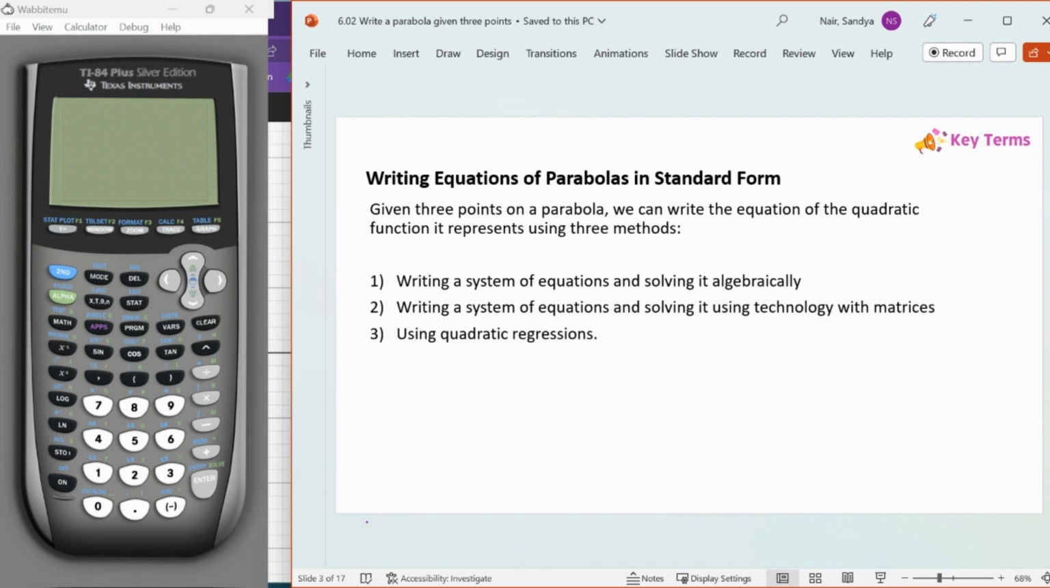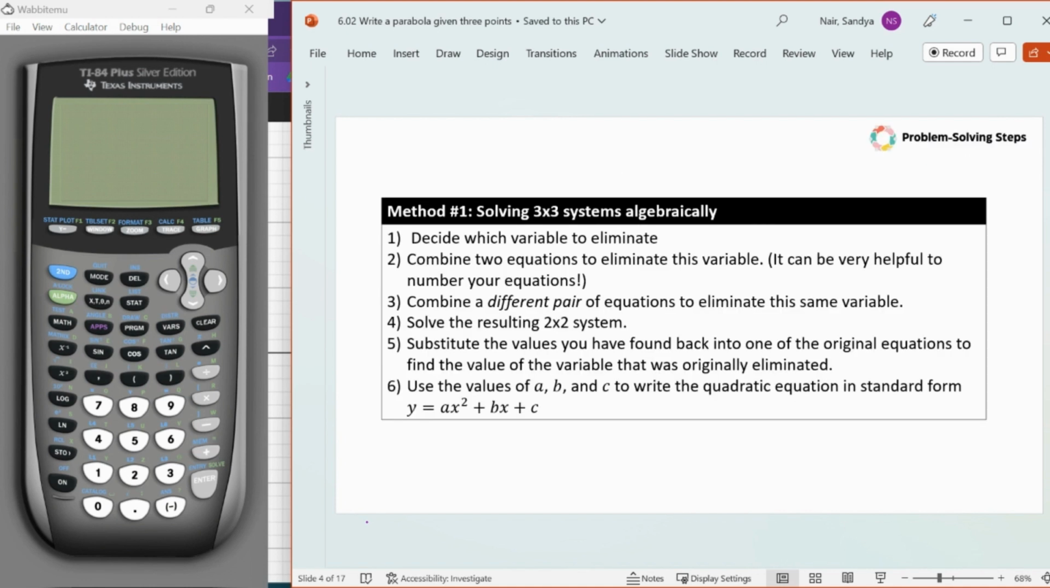So we can write equations of parabolas in standard form if we're given 3 points on the parabola. And there's actually 3 methods we can use to do this. We can write a system of equations and solve it algebraically. We can write a system of equations and solve it using matrices, or we can use quadratic regressions, which you've already studied. So the first method we'll talk about is how to set up a 3 by 3 system and solve it algebraically.